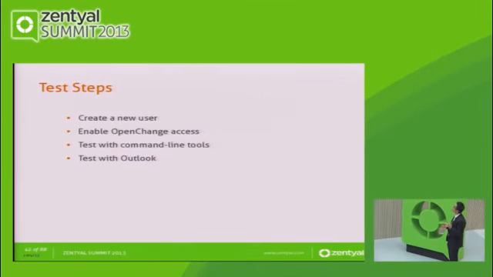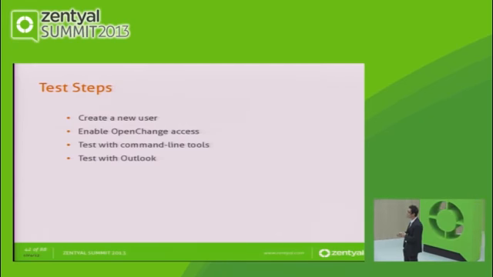Okay. So the surprise is now it's time to test, and we are going to cover both the command line tools and how to test it with Outlook. So we are going to create a new user in the Zentyal interface. We are going to enable the OpenChange access, test it with command line tools, and test it with Outlook.